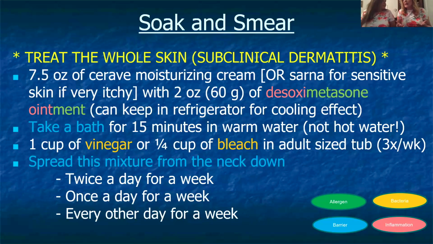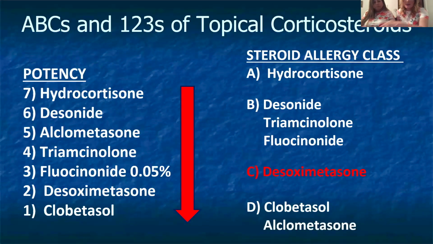We use desoximetasone because it's a really low allergy risk cortisone, right? So desoximetasone doesn't have propylene glycol. Yep. And it's the lowest allergy risk cortisone. So you can see here, there's the potency of the steroid. Class 1 is the strongest, 7 is the weakest. Separate from that, there's the A, B, C, D, C being the lowest allergy risk steroid, because you can actually be allergic to topical steroids.